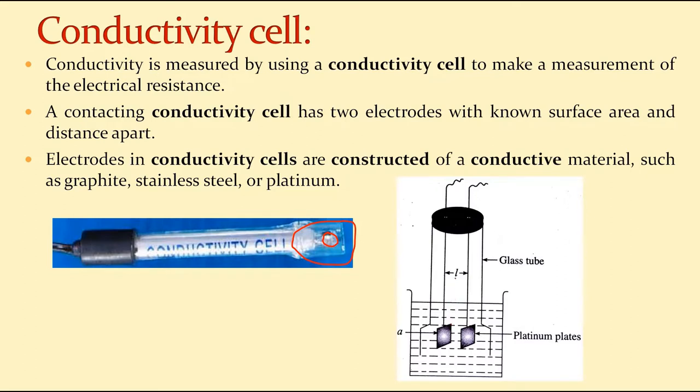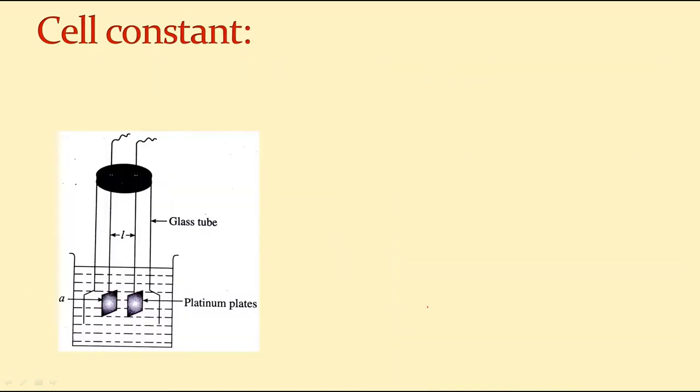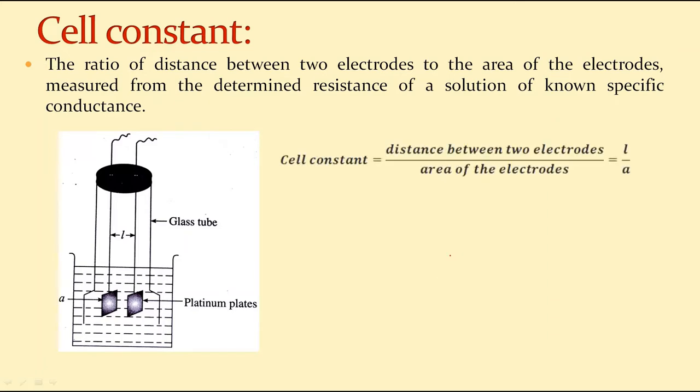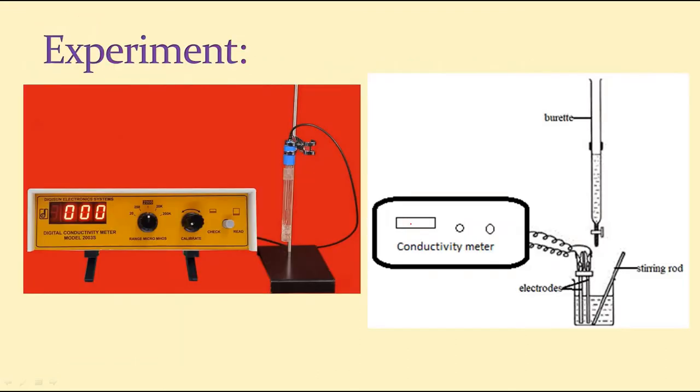So the distance between these two electrodes we indicate with L, and their area of cross section with A, and we can define the cell constant based on this. The cell constant is the ratio of distance between two electrodes to the area of the electrodes. By formula, cell constant is equal to L by A. The unit for this cell constant is centimeter inverse, as L is in centimeter and area of cross section is centimeter square. Now this is the experimental setup of the conductometric titration.